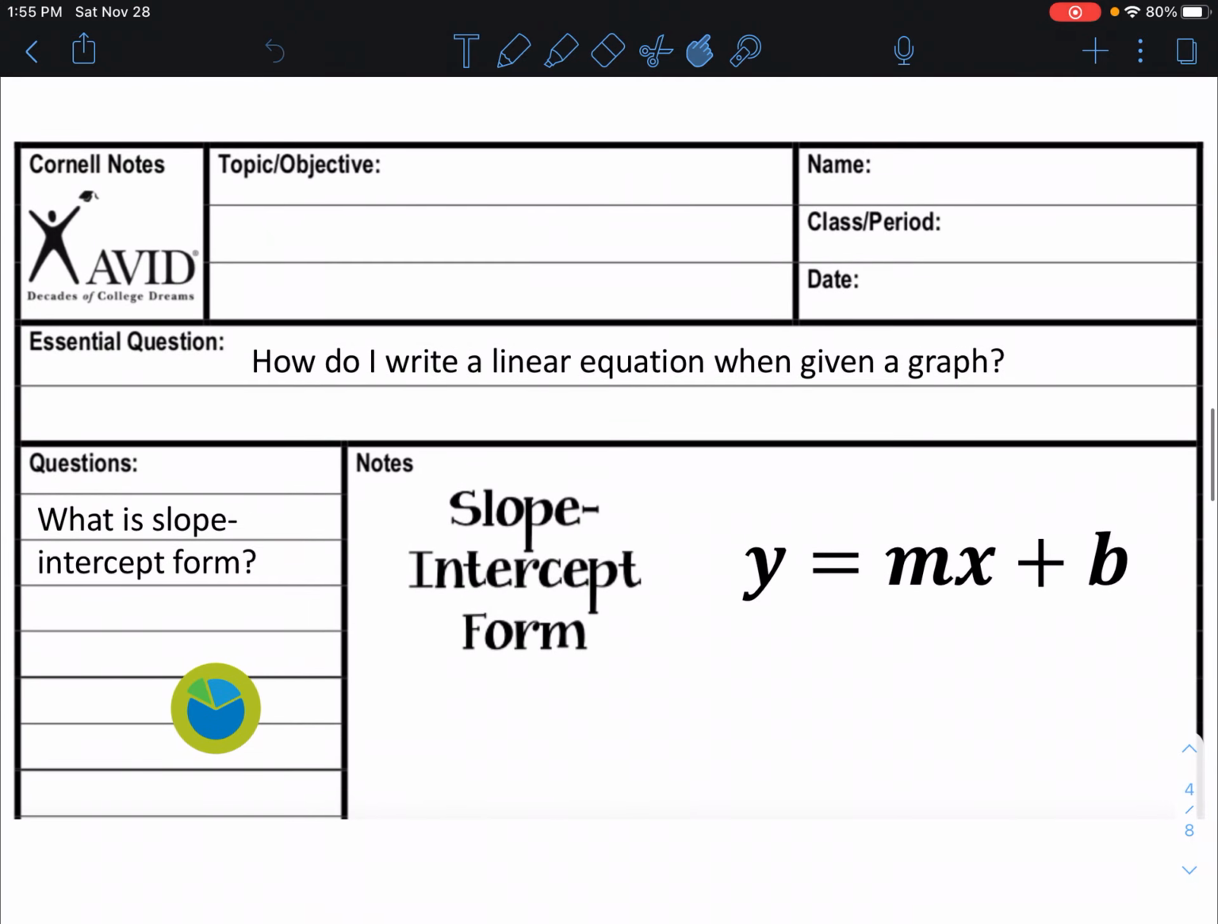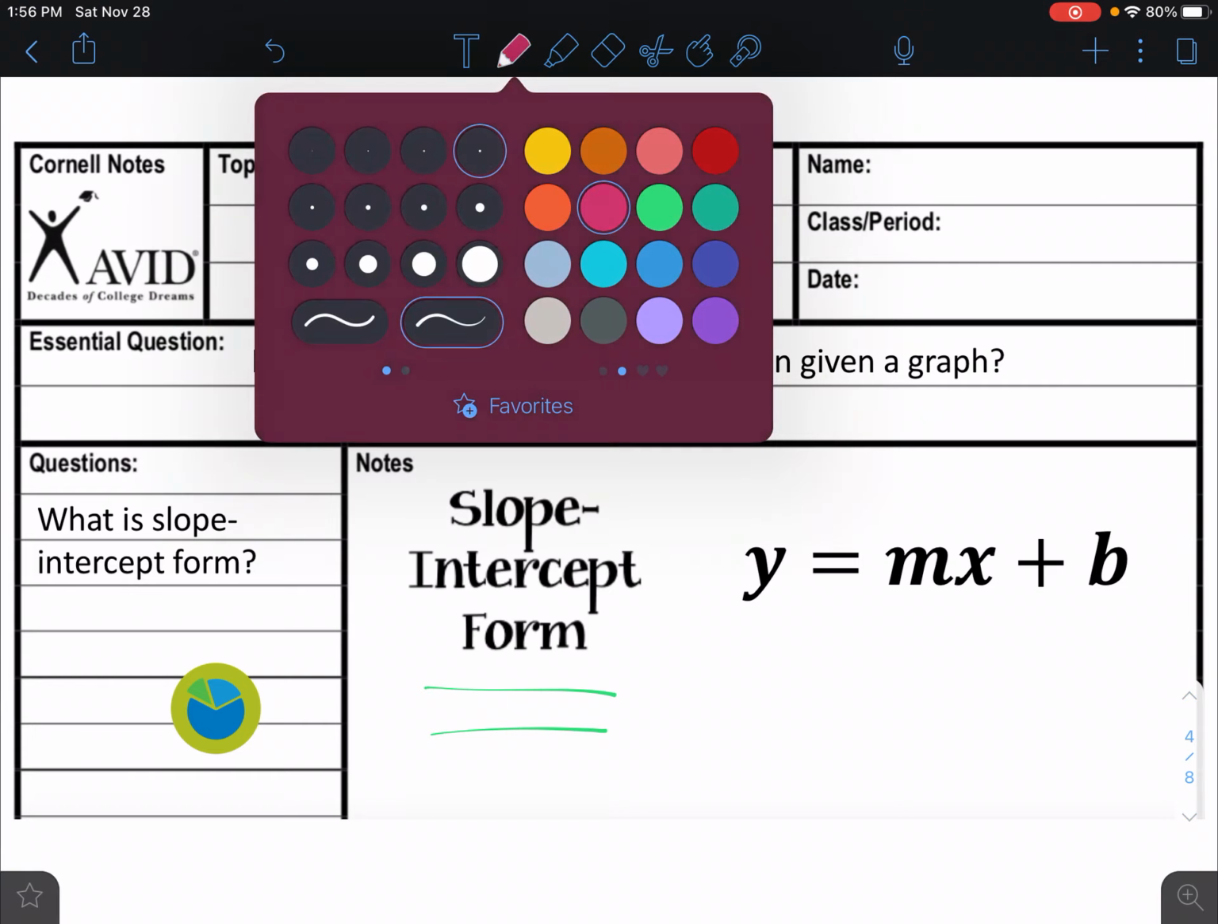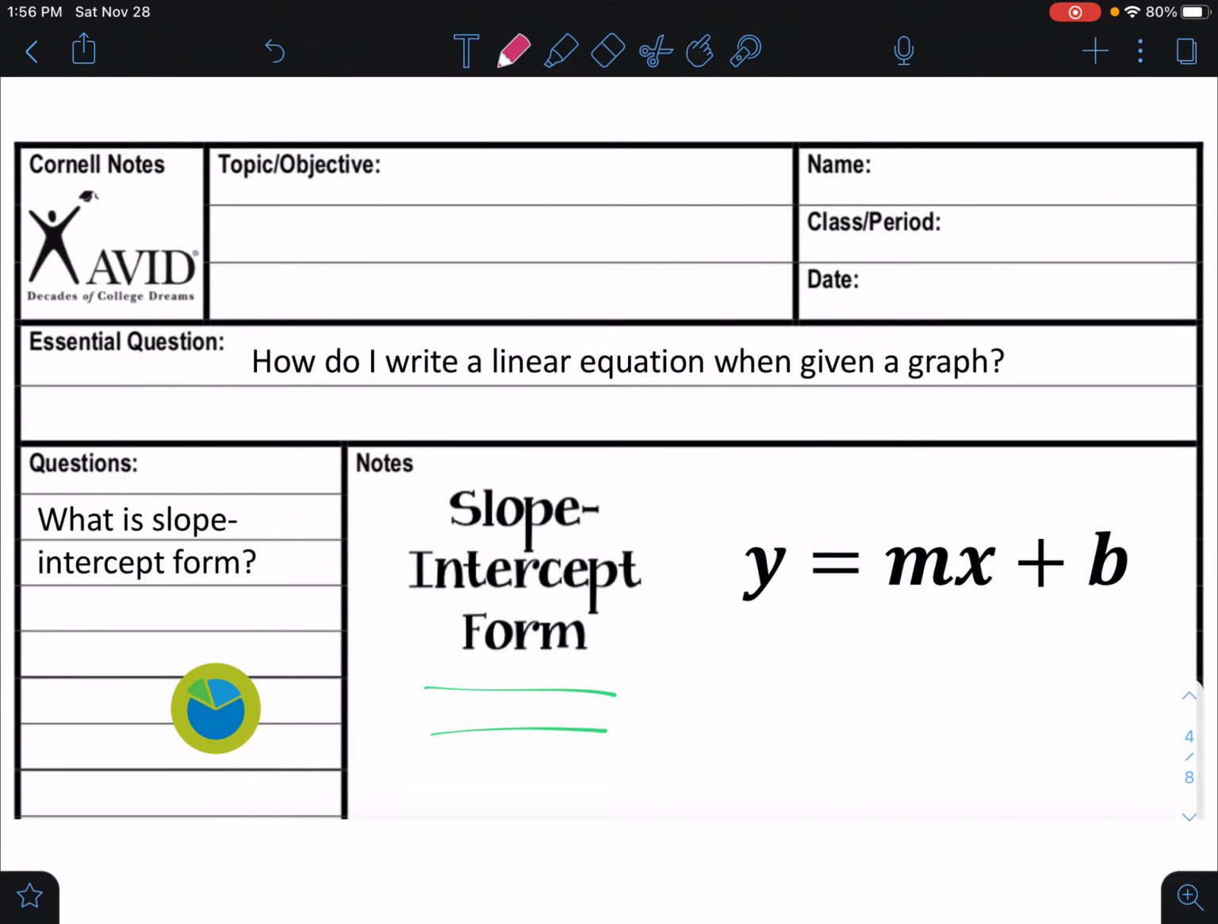Okay, so how do I write a linear equation when I'm given a graph? Again, as I mentioned at the beginning, the most common way to write a linear equation is something called slope-intercept form right here. And slope-intercept form is y equals mx plus b. And so what you will do here is this m probably looks familiar to you. M stands for slope. Okay, that's where this part comes from. So that's why the name slope-intercept form starts with slope.